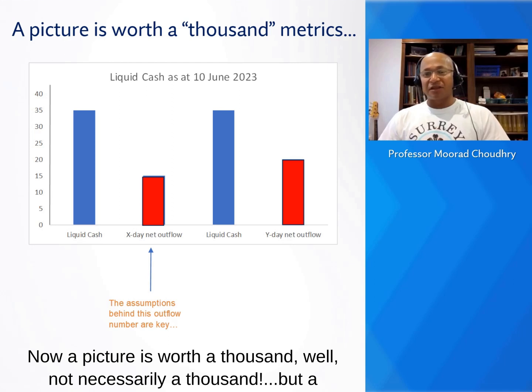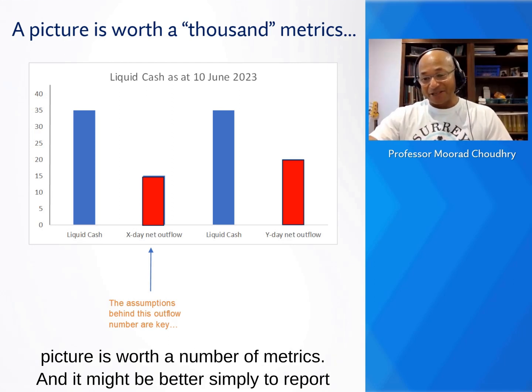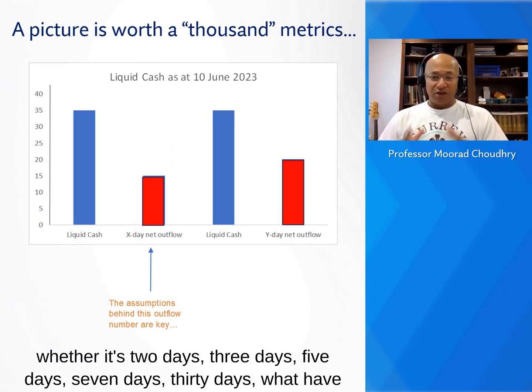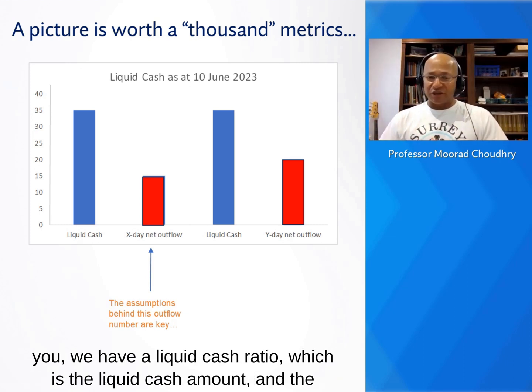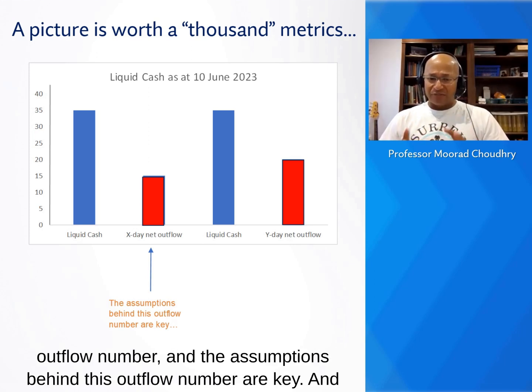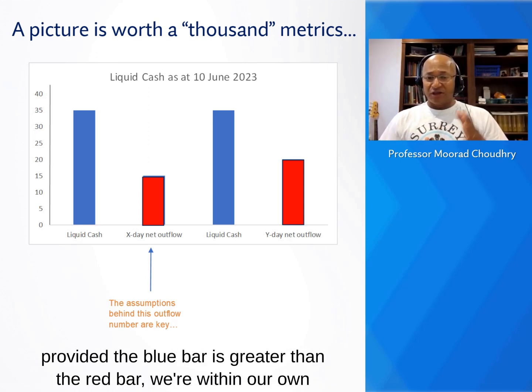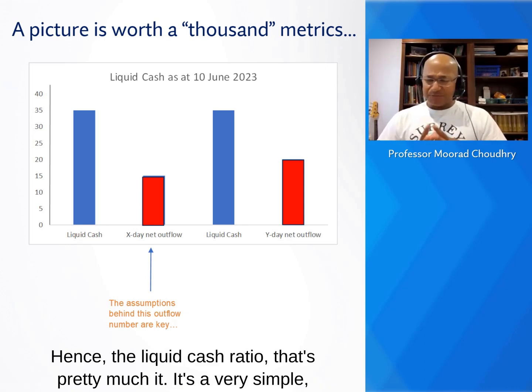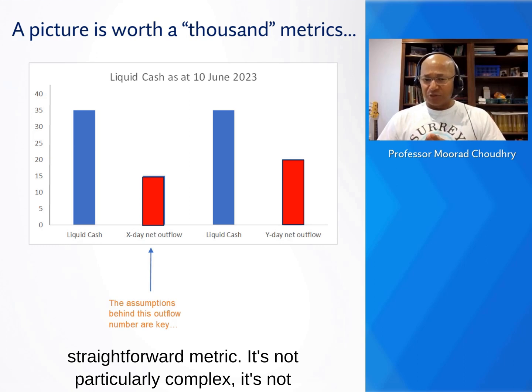Now, a picture is worth 1,000, well, not necessarily 1,000, but a picture is worth a number of metrics, and it might be better simply to report this as a bar chart. So we make an assumption of the worst case scenario, whether it's 2 days, 3 days, 5 days, 7 days, 30 days, what have you. We have a liquid cash ratio, which is the liquid cash amount, and the outflow number. The assumptions behind this outflow number are key, and provided the blue bar is greater than the red bar, we're within our own appetite. If it's below that, then we have something that we need to consider. Hence the liquid cash ratio. That's pretty much it. It's a very simple, straightforward metric.